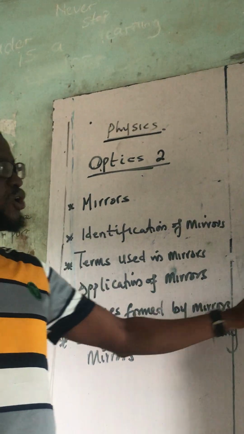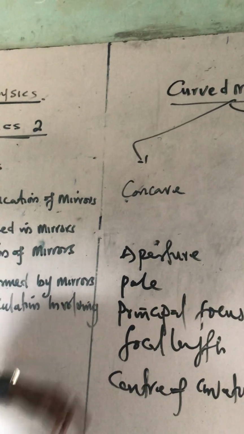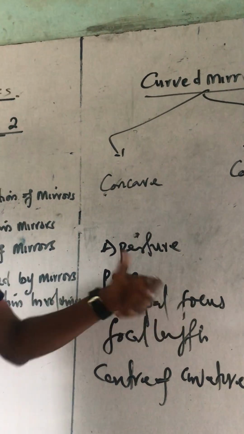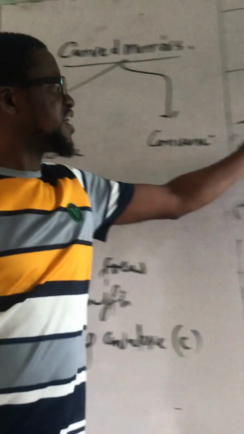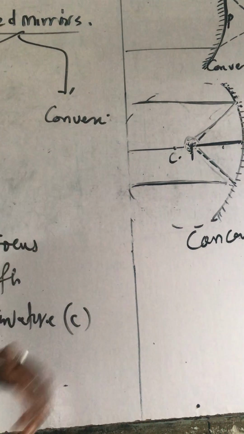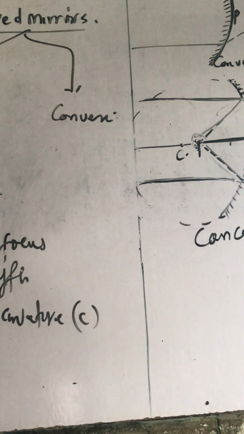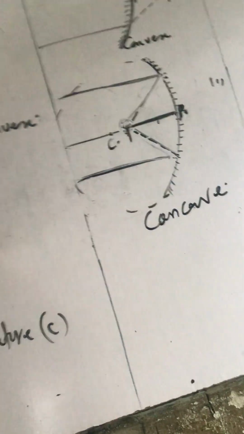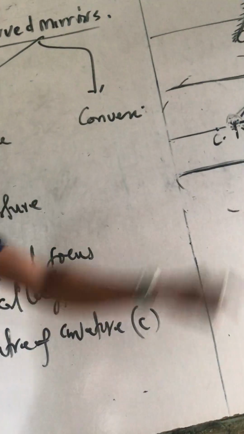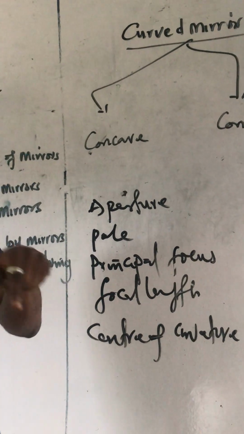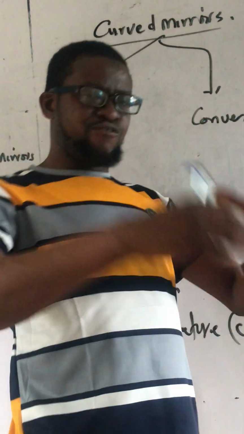I discuss aperture as the breadth or the width of the mirror. I discuss the pole as the center of the mirror. I discuss the principal focus as the point where the reflected rays converge, or from where the reflected rays diverge. Then I discuss the focal length as the distance between the pole and the principal focus. Then I discuss the center of curvature as the point of the sphere from where the mirror forms apart.